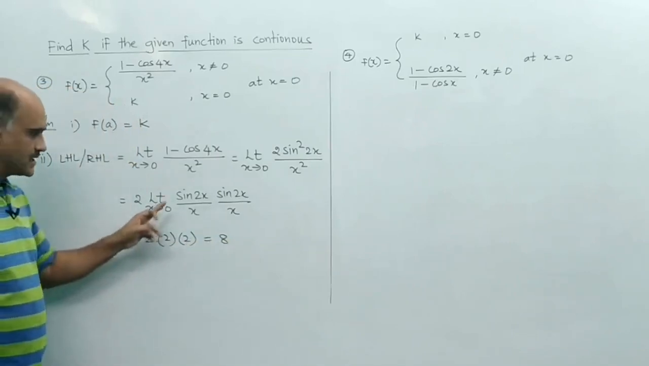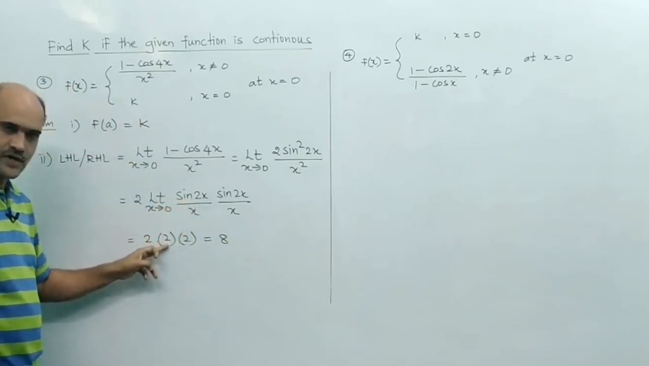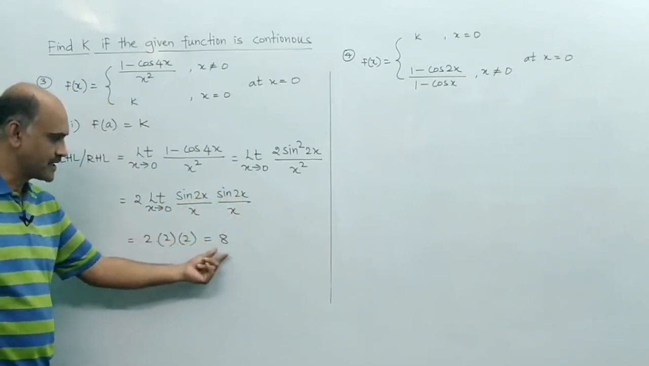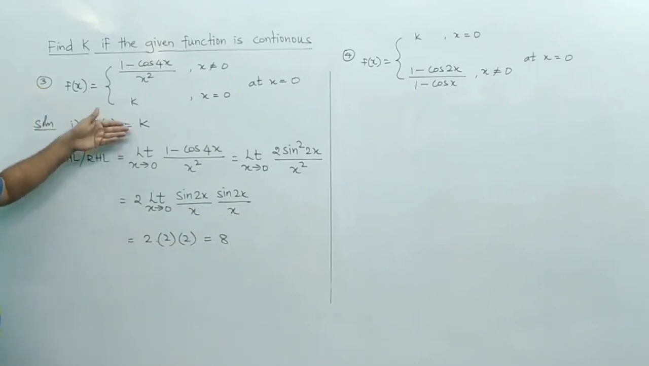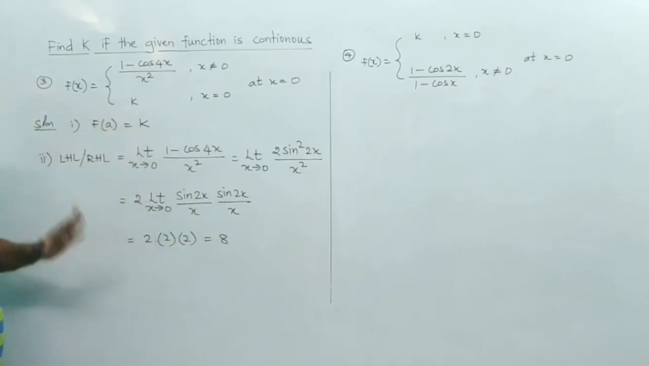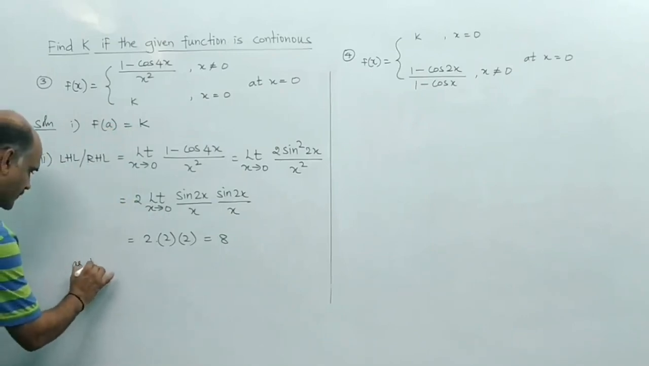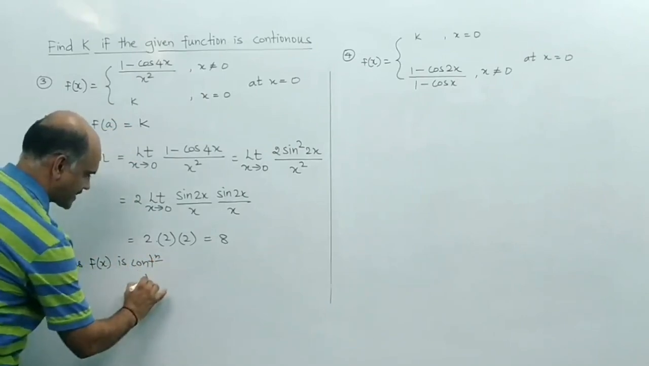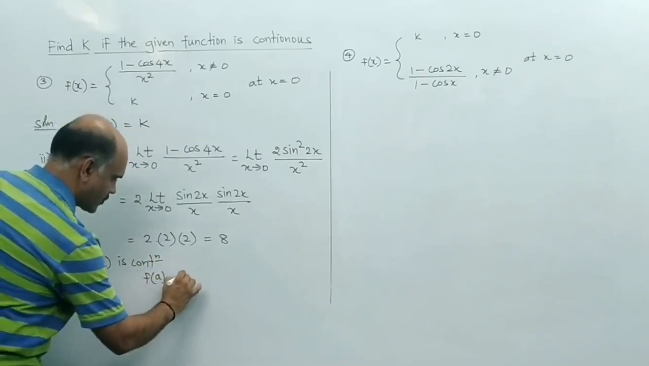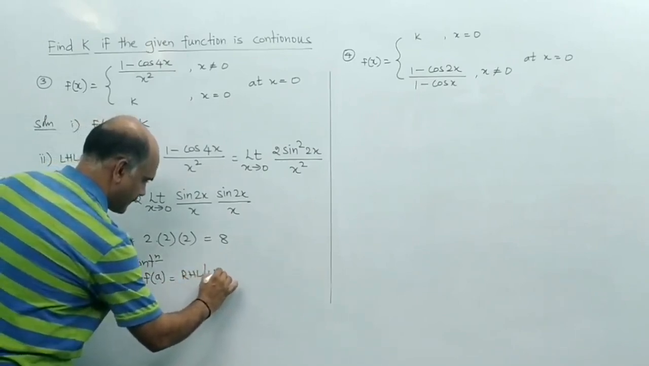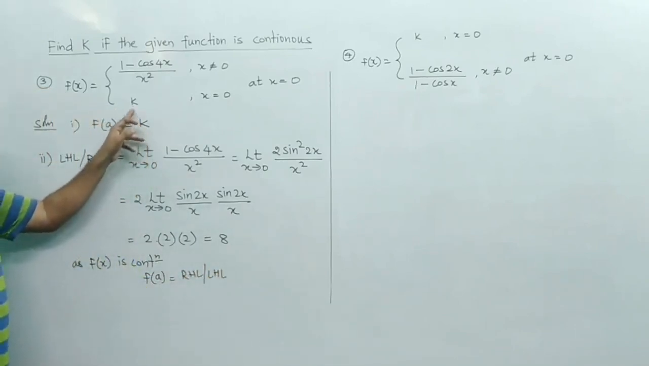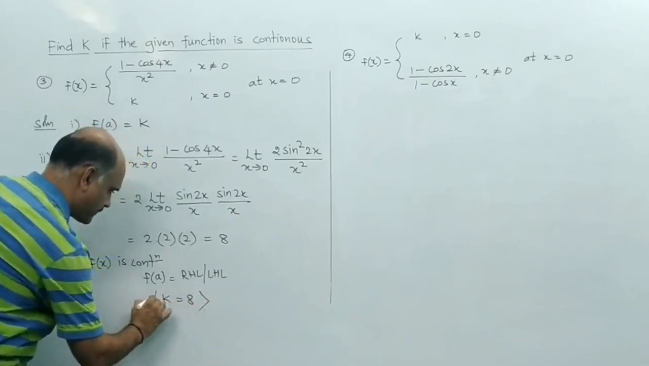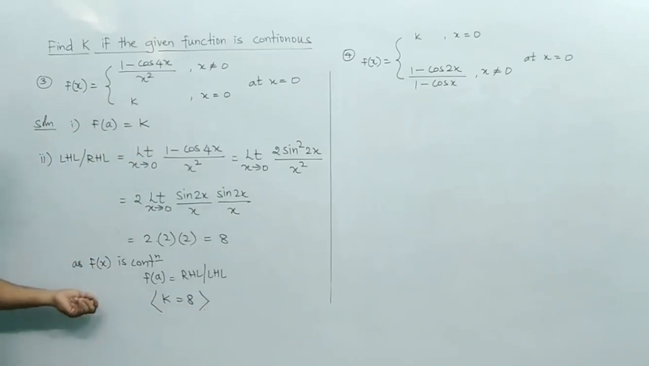So 2 is a constant, sin mx by x is m, so the answer is 2. If you multiply you will have 8. Now as the function is continuous, equate, and you will have the answer. So as f of x is continuous, f of a is equal to RHL or LHL. So f of a he has given as k. So you will get the answer k is equal to 8. Clear, students?